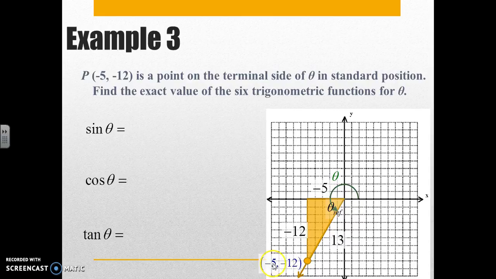Keep in mind that this is for your x, this is for your y. Don't mix these two values up. That's a common mistake, is where students will mix up the x and y values, so don't do that. Now I can just go right through my trig values. Opposite over hypotenuse would be negative 12 over 13.